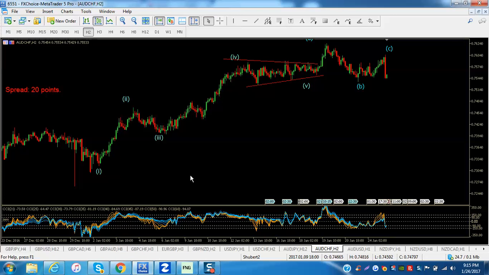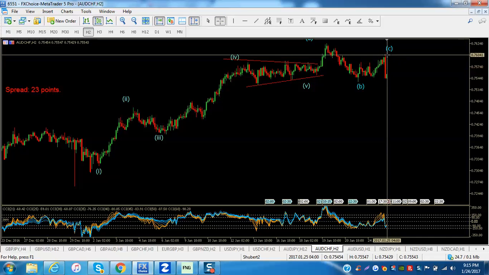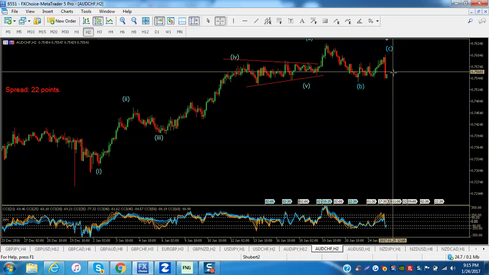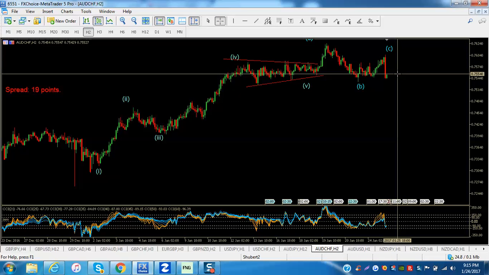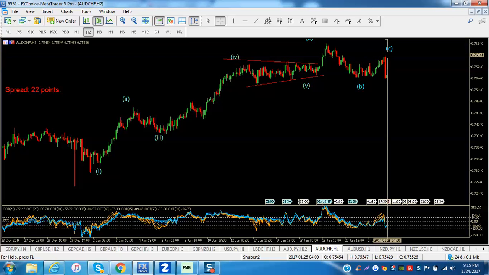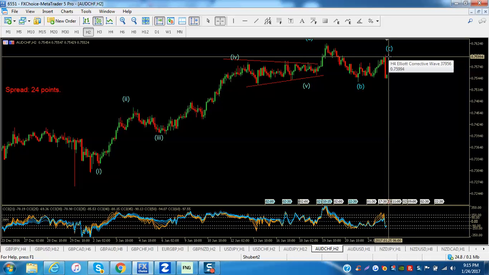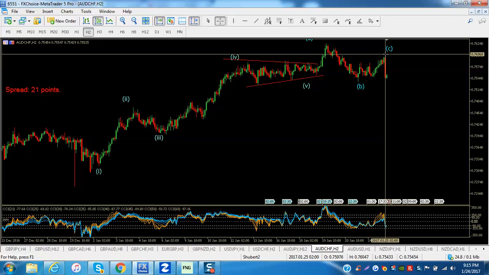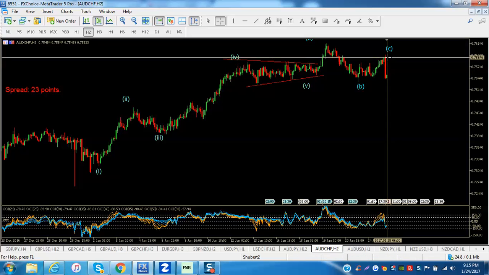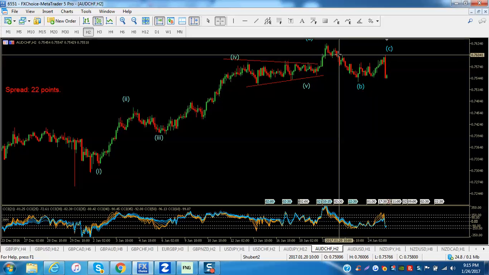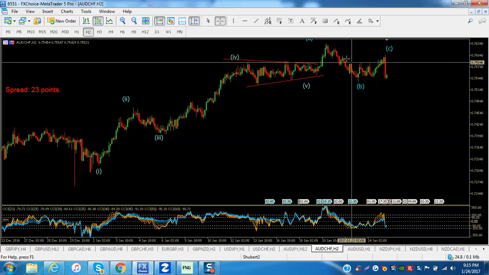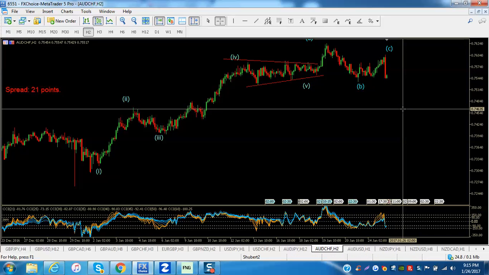And so if we look here at these pairs, so here's the Aussie Swiss. This is where, and I did get into these trades, by the way, on my other account. This point right here is where the news came out, this candle. And as you can see, it immediately plunged. So this probably is looking like an ABC now. Right, this is an ABC.